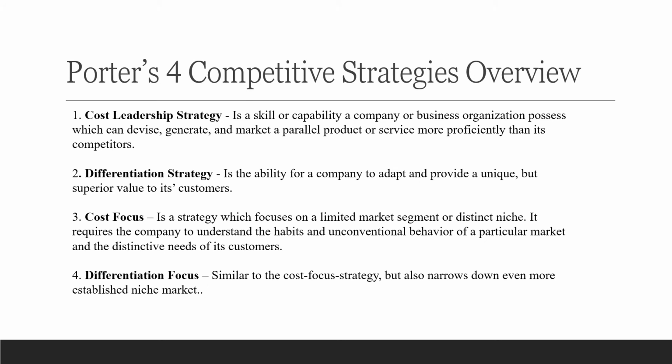In Porter's 4 competitive strategies overview, we'll first consider the cost leadership strategy, which is a skill or capability a company or business organization possesses, which can devise, generate, and market a potential product or service more proficiently than its competitors. The objective in the cost leadership strategy is to find the lowest cost in production and the least cost in distribution so that a company can offer its customers the lowest price possible in the market.